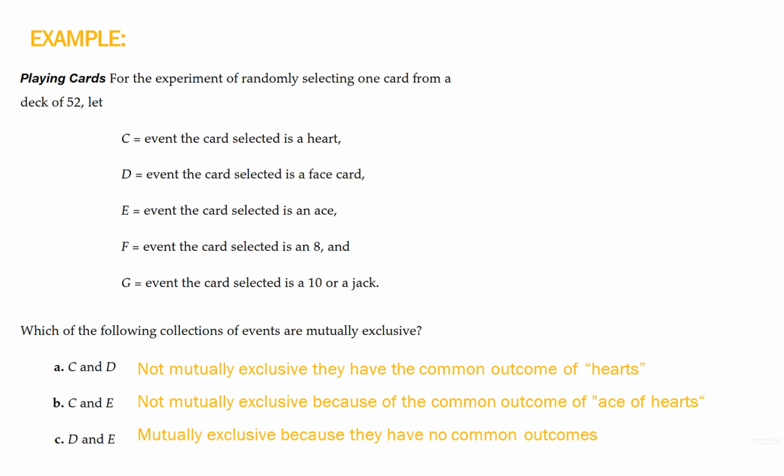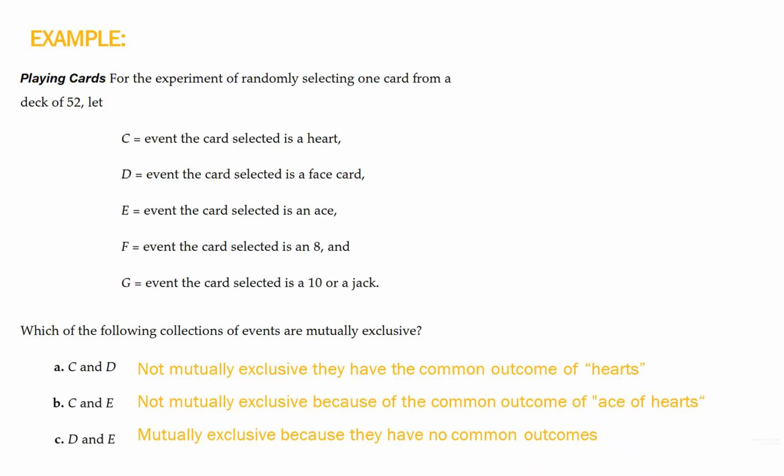And we'll look at an example to finish this out. So playing cards: for the experiment of randomly selecting one card from a deck of 52, let C equal the event the card selected is a heart, D is a face card, E is an ace, F is an 8, and G is a 10 or a jack. Now it's asking, which of the following collections of events are mutually exclusive?